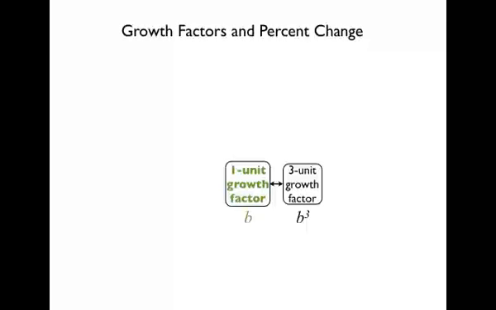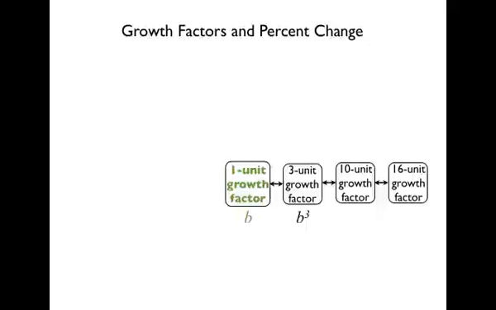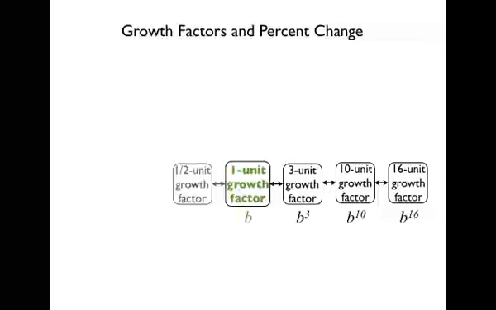Make sense? So these growth factors are, if you have the 1 unit growth factor, really any growth factor is easy. So what's the 10 unit growth factor? B to the 10th. The 16 unit, B to the 16th. And then on Wednesday, we talked about partial unit growth factors.